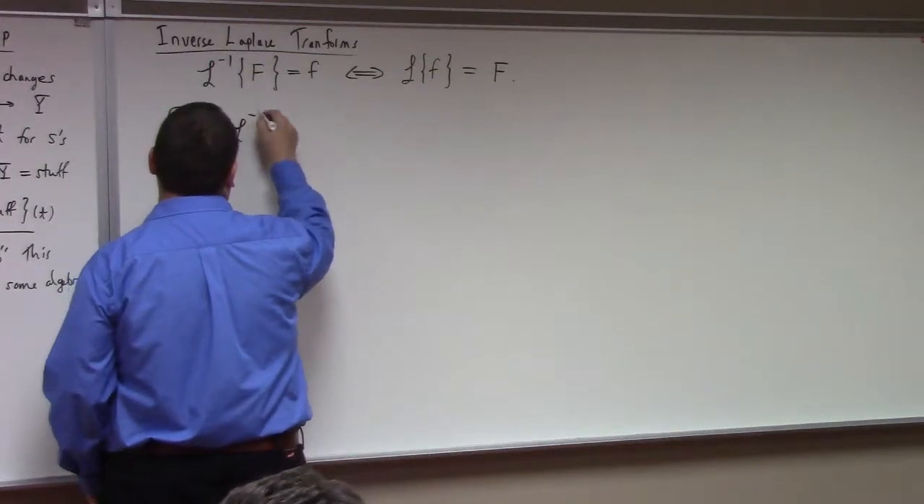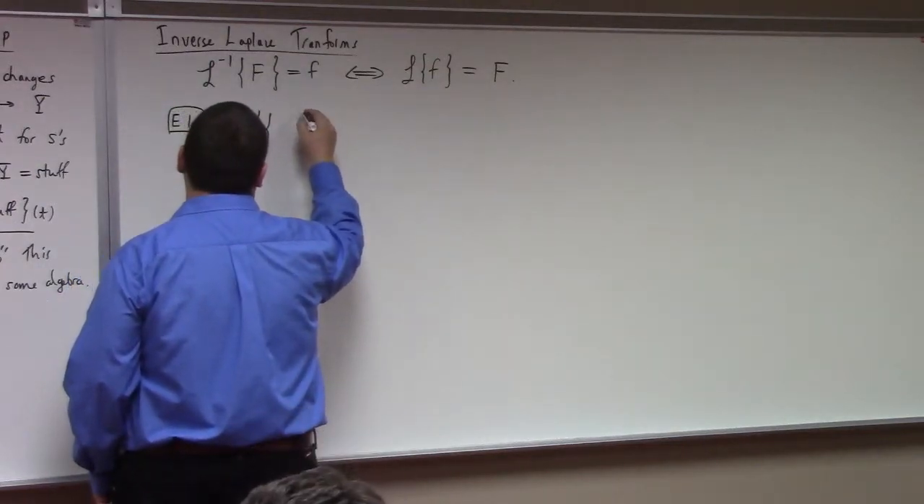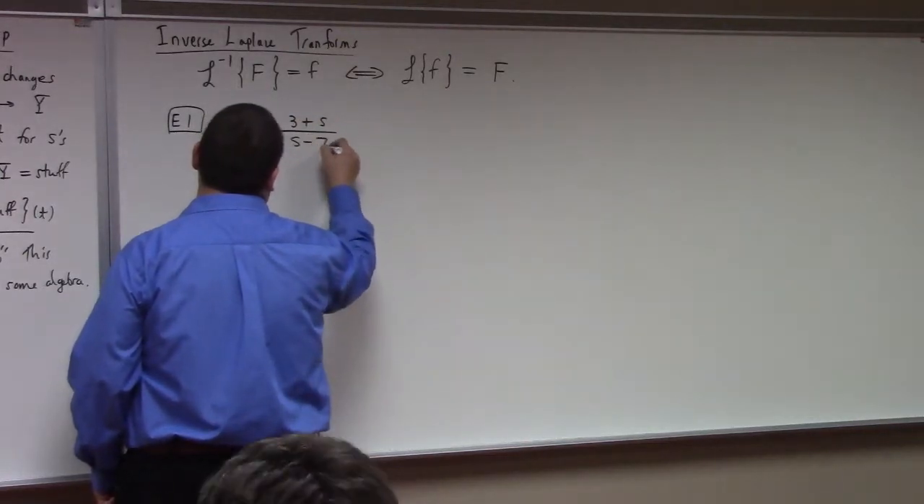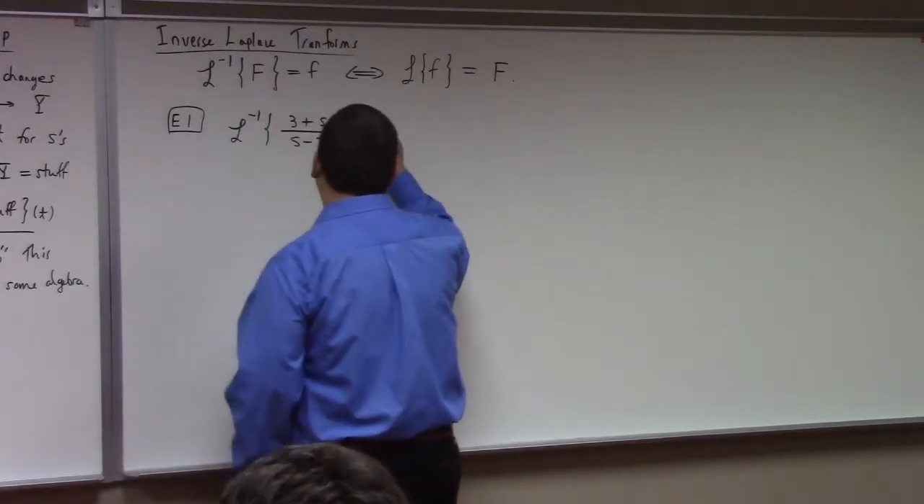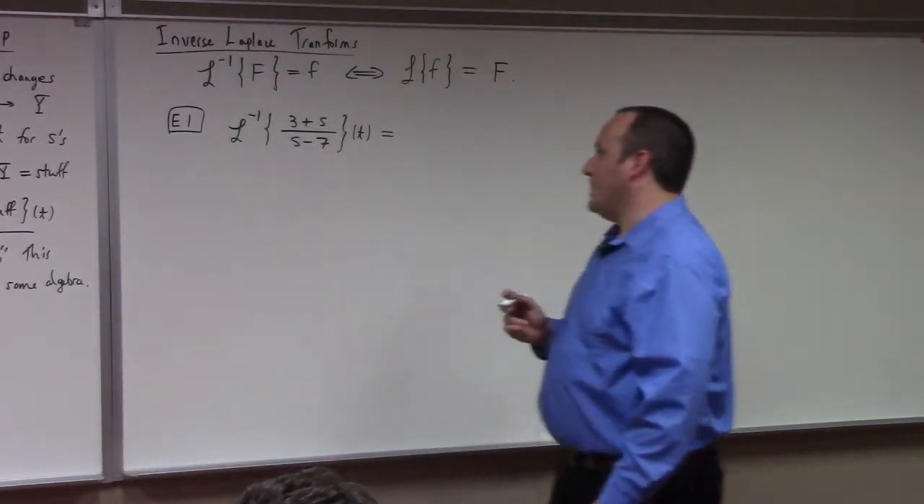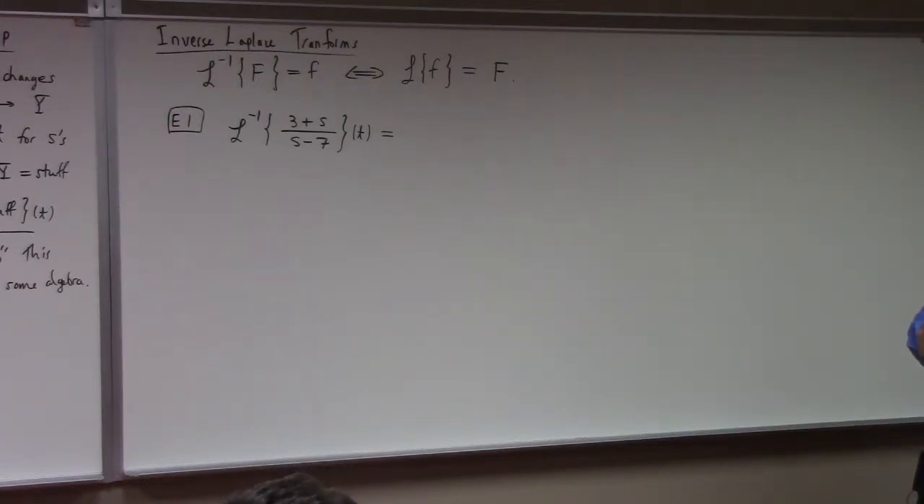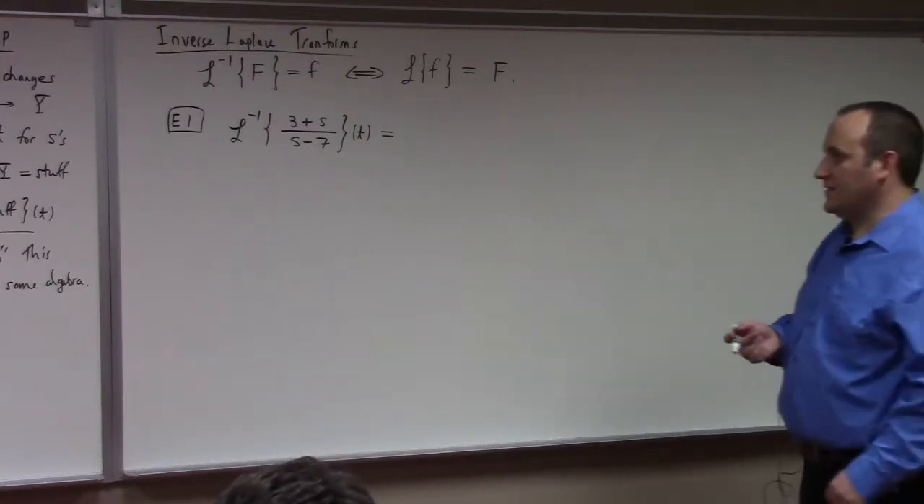So what would be the inverse Laplace transform of, let's say, (3 plus s) over (s minus 7)? So here we have an example of what's called an improper rational function in s, right? I have a linear upstairs, I've got a linear downstairs. So we could do synthetic or long division, right? We could use my trick. I'm going to do that.